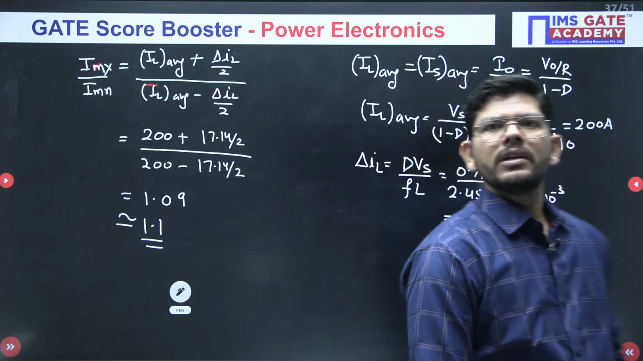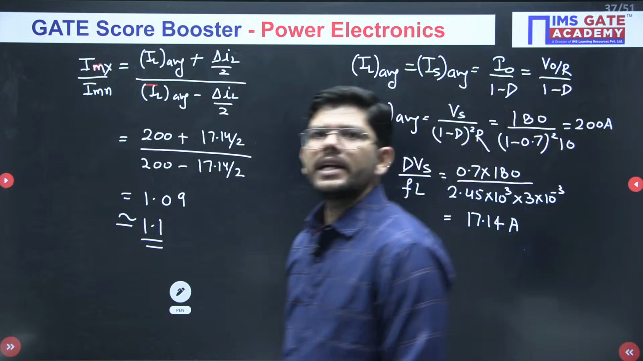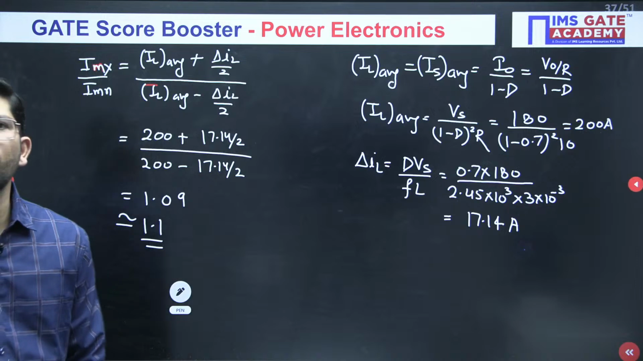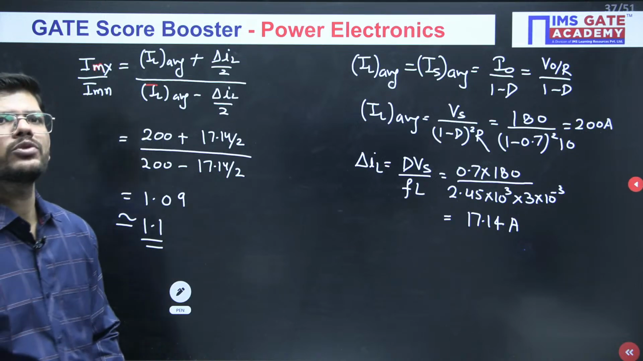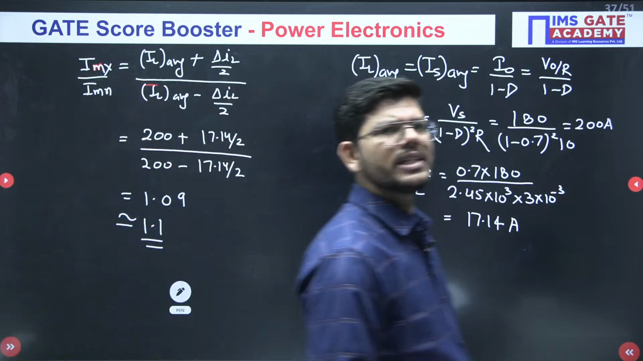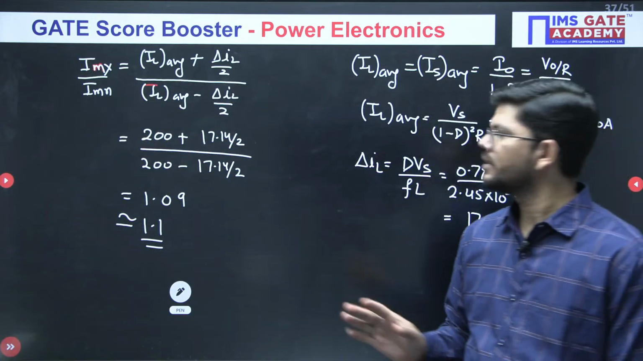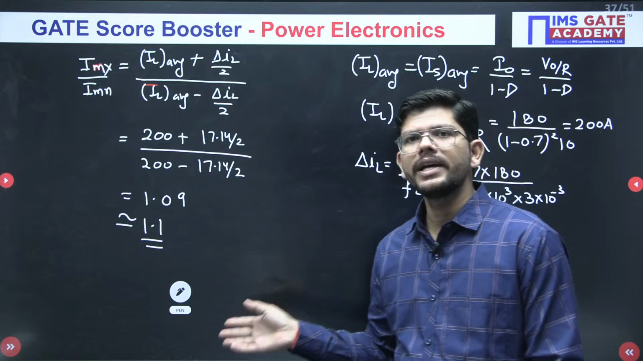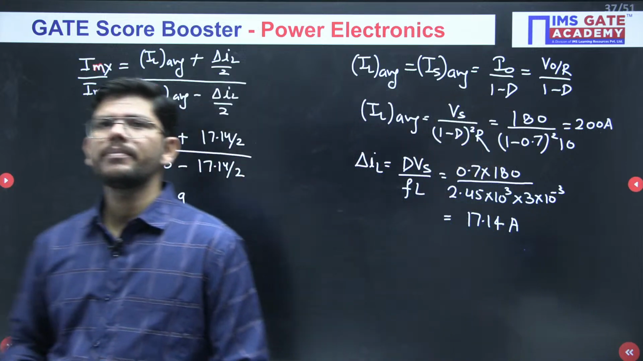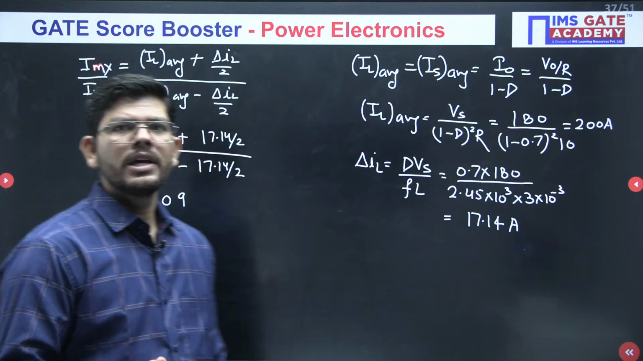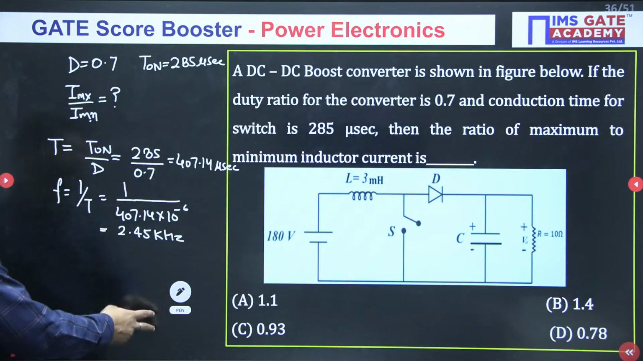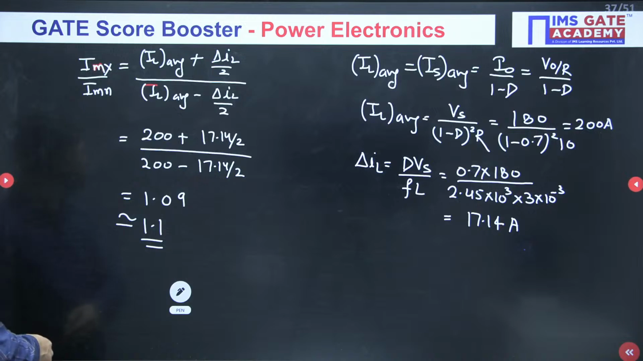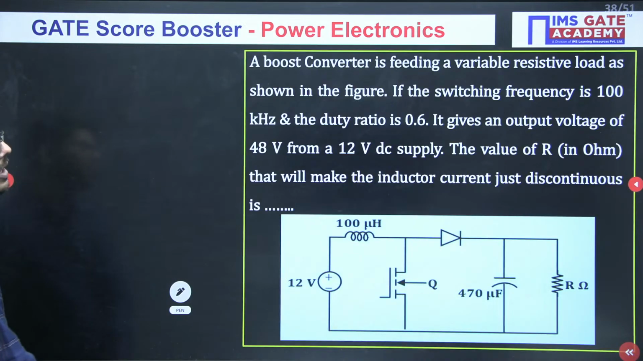Okay. Yes, Divya, that is correct. And the final answer will be 1.1 here. So the ratio of Imax to Imin is very important. This can be asked for any converter. This question we have done here for the boost converter. Be ready for the buck converter or buck-boost converter. So just see, this question we have already solved. I hope it is clear to you guys.